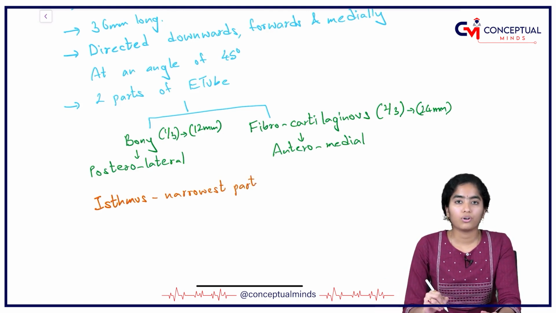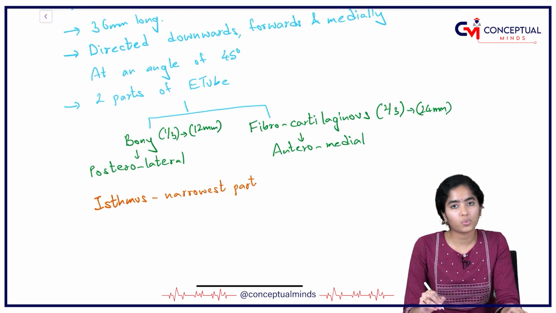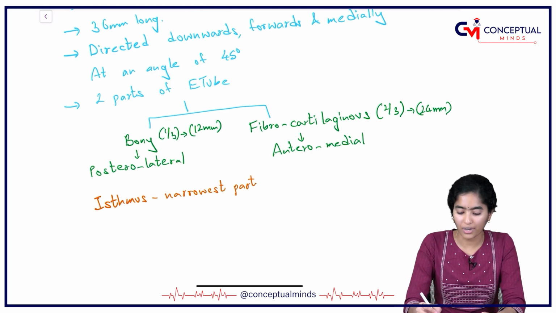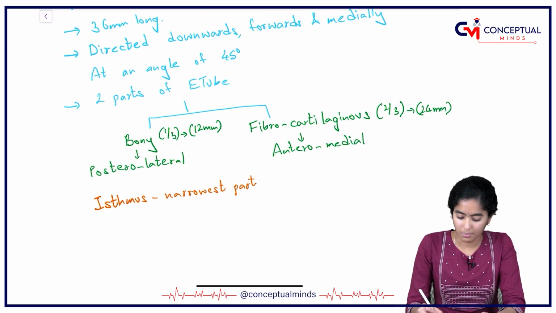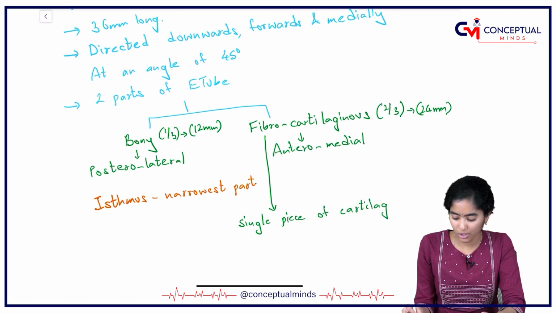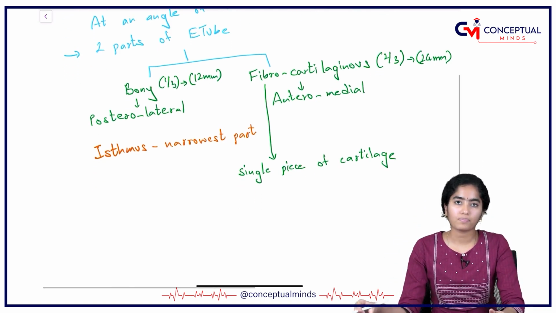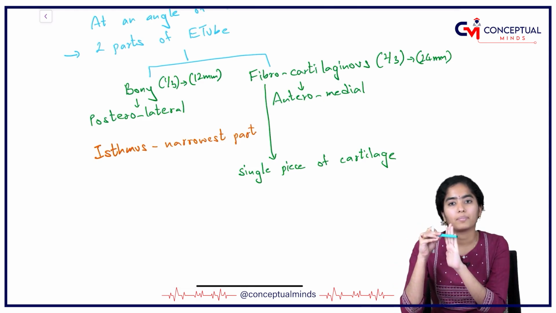The bony part of the Eustachian tube is towards the middle ear and the fibrocartilaginous part is towards the nasopharynx. And this fibrocartilaginous part is made up of a single piece of cartilage. This cartilage is in such a way that it folds upon itself and it forms the entire medial lamina.